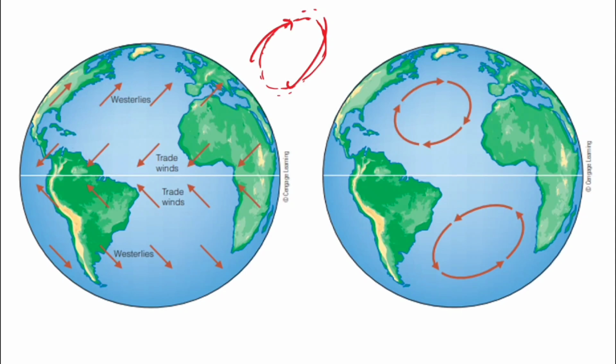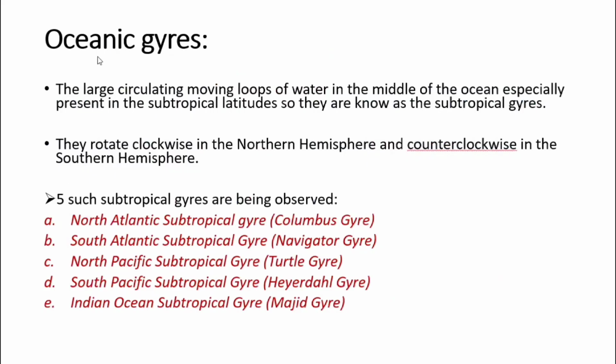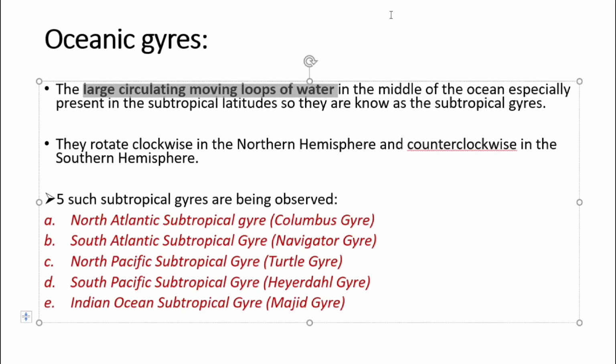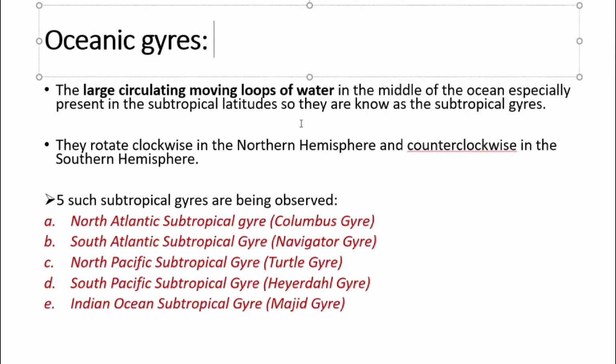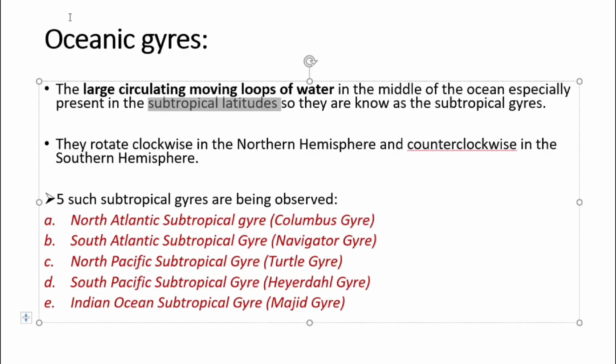दोनों का कंबाइंड इफेक्ट होता है, दोनों ही डायरेक्शन जो विंड आ रही है उसका कंबाइंड इफेक्ट है। तो आप देख सकते हैं एक नॉर्थ अटलांटिक में है, एक आपका ये साउथ अटलांटिक पे है, तो इनको बोला जाता है गाइर्स। ठीक है, स्पेशल टर्म है, ये भी करेंट्स एक तरीके से हैं, तो ये क्या बोले जाते हैं, गाइर्स। तो ओशनिक गाइर्स क्या हैं, these are large circulating loops of water in the middle of the ocean, especially present in the subtropical latitudes.